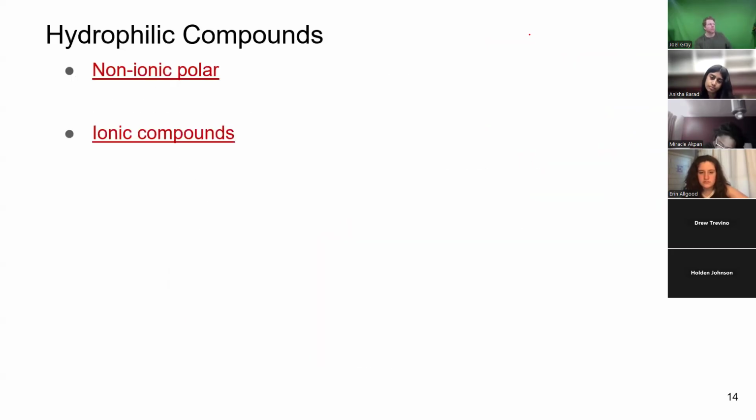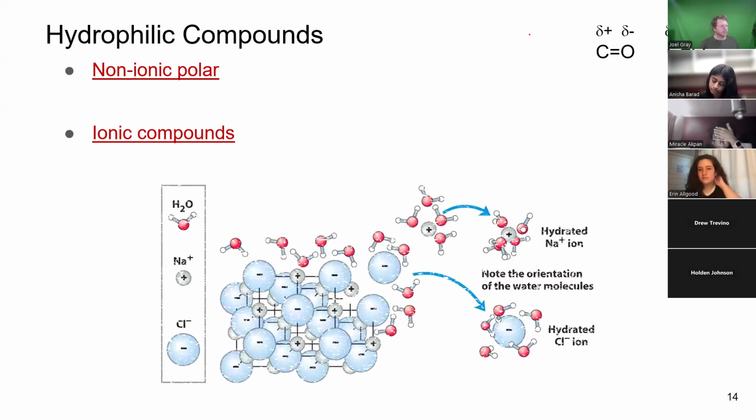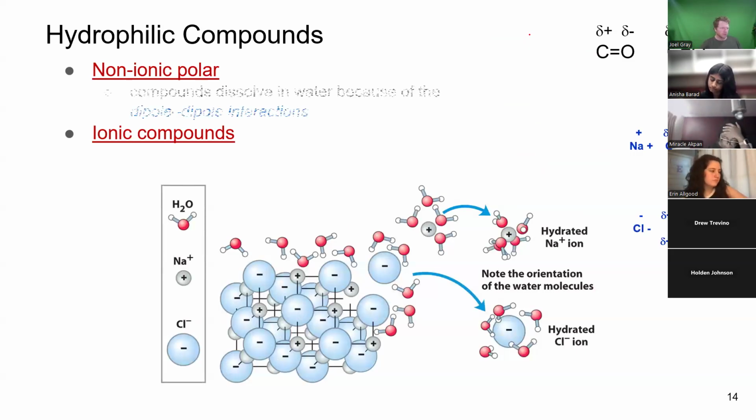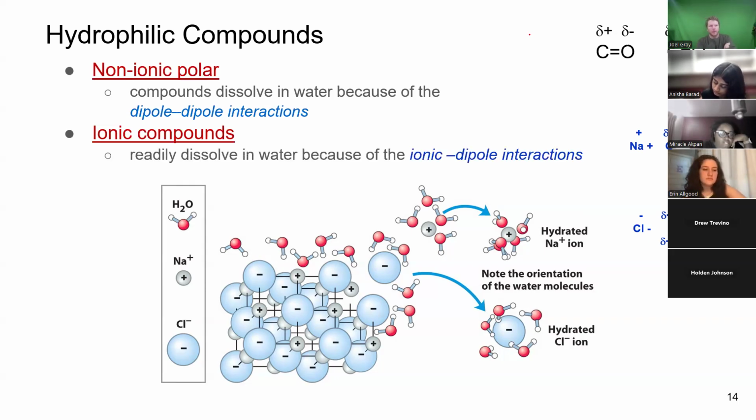Okay. Hydrophilic compounds. Non-polar or non-ionic polar molecules. Oh, there we are. Compounds dissolve in water because of dipole-dipole interactions. So non-ionic polar molecules will dissolve because they will interact with those dipoles. Ionic compounds readily dissolve in water because of ionic or ion-dipole interactions.